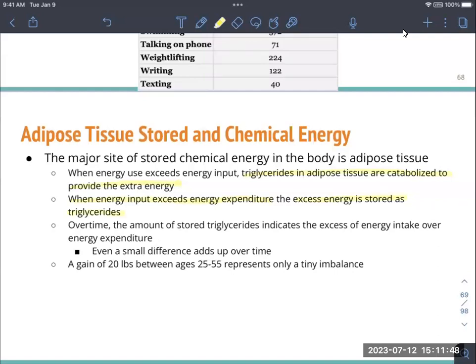So the amount of triglycerides kind of indicates how much extra food you're taking in. You may think it's a small amount, but it adds up. So a gain of 20 pounds between the ages of 22 to 55 usually only shows a very tiny imbalance over time.